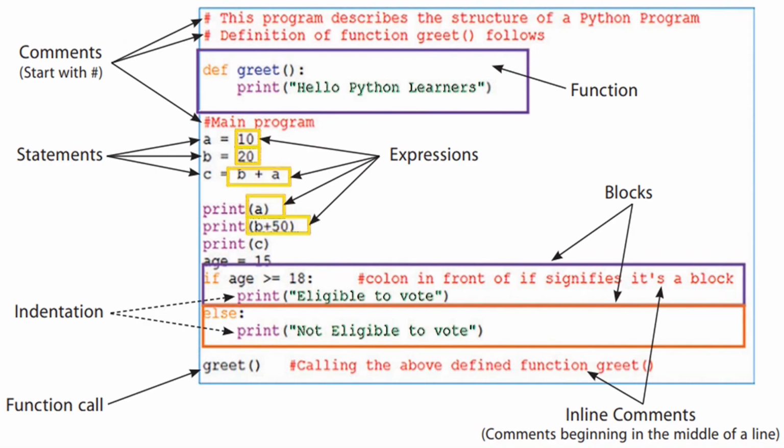Then after that, print a, print b plus 50, all these are considered as expressions. Normally a equal to 10 is nothing but a variable that you are defining with some value, but when you include some expression, some formula, that is considered an expression.